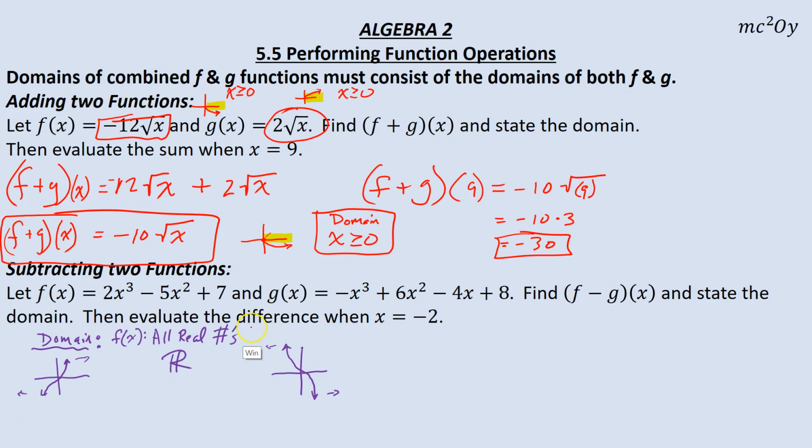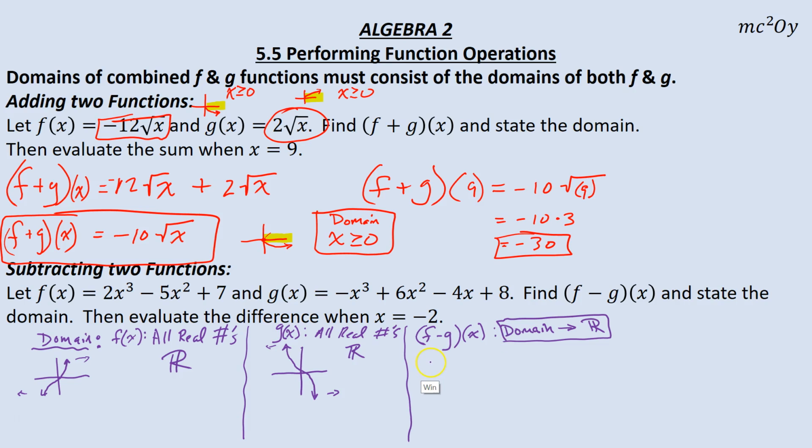So the domain of g is also all real numbers. So that would imply that f minus g of x should have a domain that should be all real numbers. Now we'll finish it up and we'll see what the picture looks like once we put them together. So let's do f minus g of x.